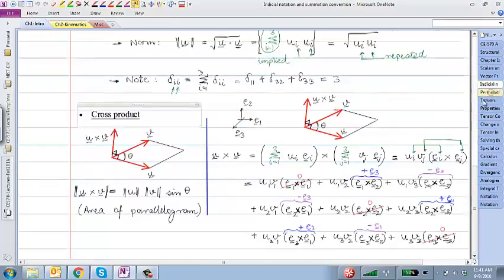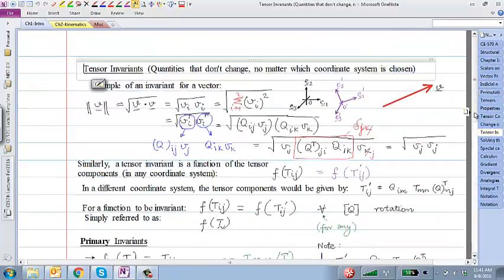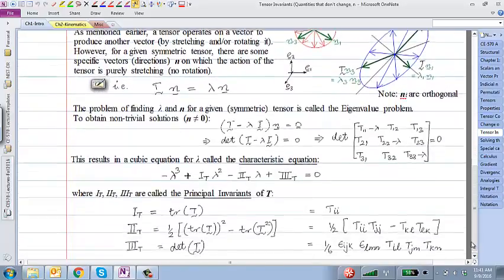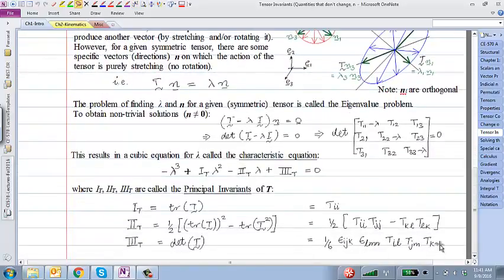Let's see. Tensor invariance. And yes, this expression is what you're talking about, right? Yeah. There is an alternate expression where you can write this in terms of one epsilon. But again, this is a generic expression for a determinant of a tensor. And I think maybe that's one of the homework problems. Okay.